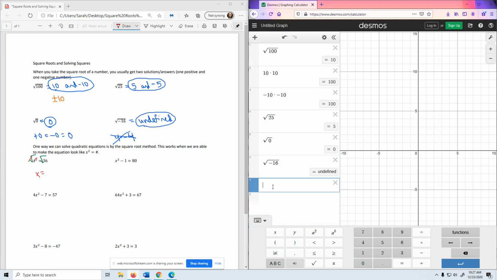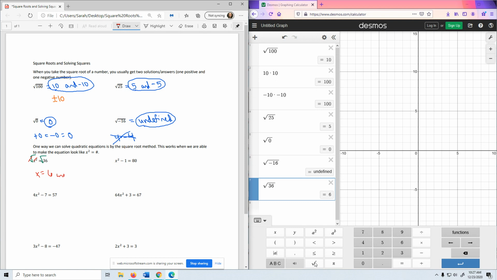You can do square root of 36 in your head, or you can use Desmos. Square root of 36 is 6, but just like before, that really means 6 and also -6, or plus and minus 6 if you want to be fancy. So our two solutions to that problem are 6 and -6.